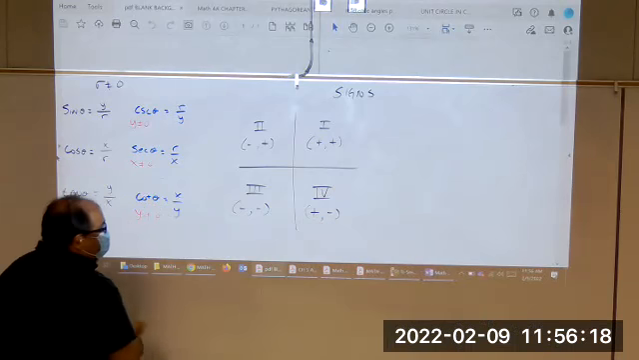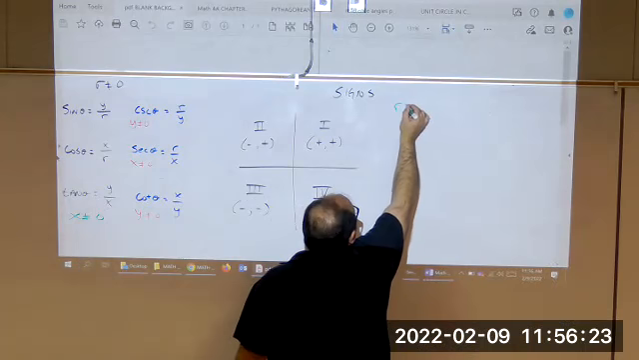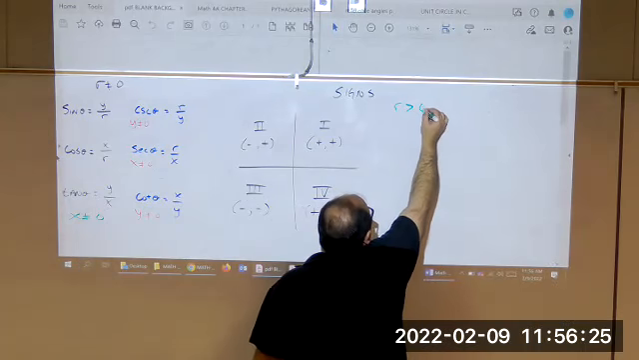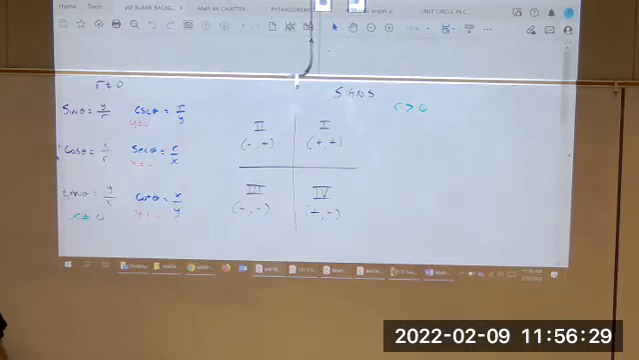By the way, the radius is always positive. It's always greater than 0. You can't have a negative length, you can't have a 0 length. The radius is always a positive number.